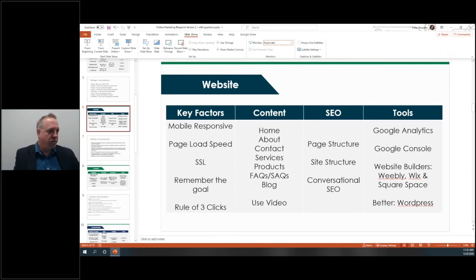And I like to follow the rule of 3 clicks. If I have to click more than 3 times to get to a piece of content and information, it's too many. People want information quickly. What's the most important information that people want about your product or service? Make sure that's super easy to get to right away. I shouldn't have to go very far to get that information.